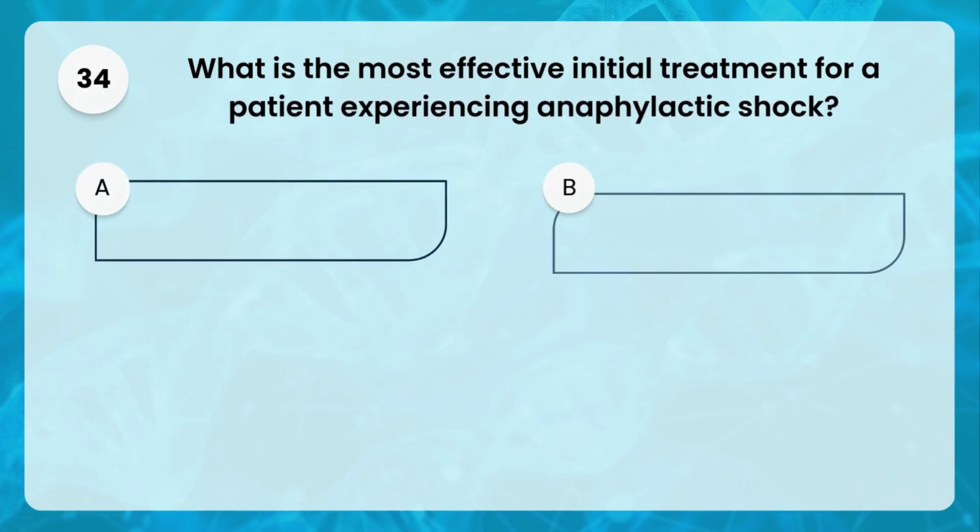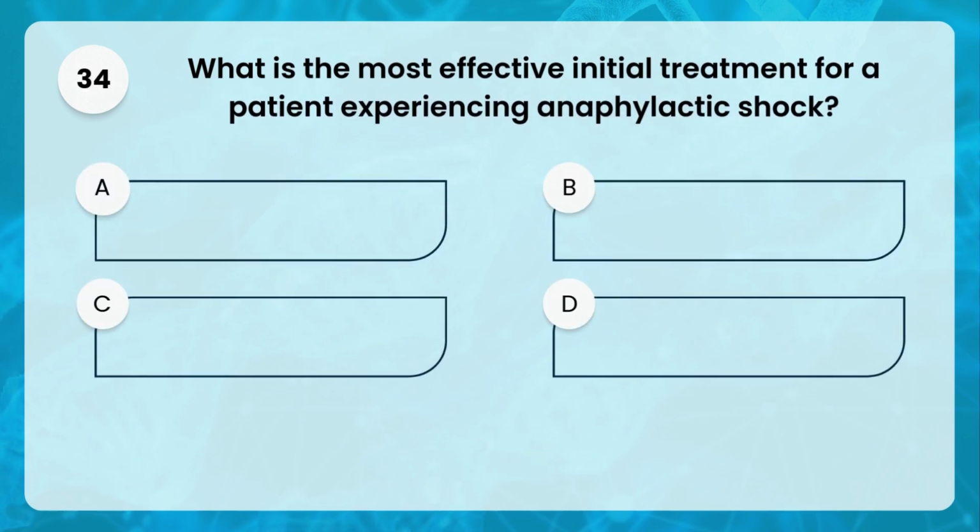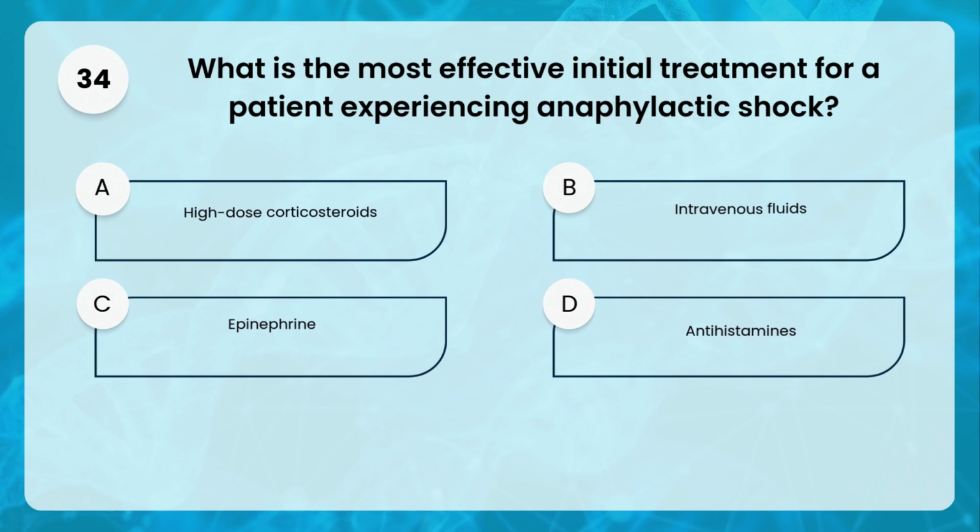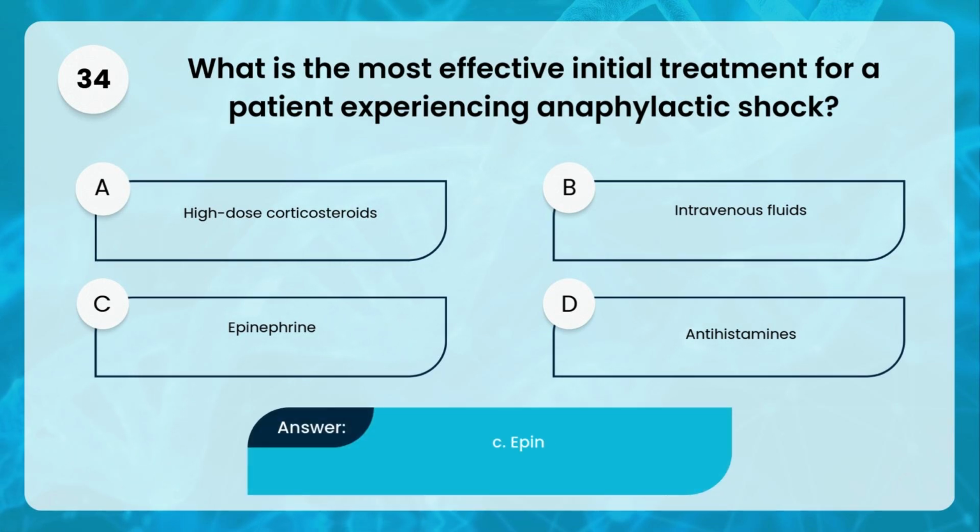Number 34. What is the most effective initial treatment for a patient experiencing anaphylactic shock? A. High-dose corticosteroids. B. Intravenous fluids. C. Epinephrine. Or D. Antihistamines. The answer is C. Epinephrine.